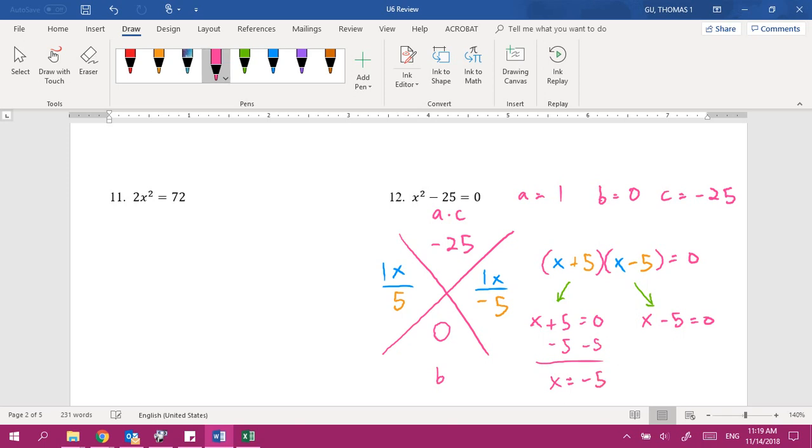Negative 5. That's one solution. What do I do to find my other solution? Add 5. Add 5, right? And then that means x equals positive 5. That's right. And that is number 12.